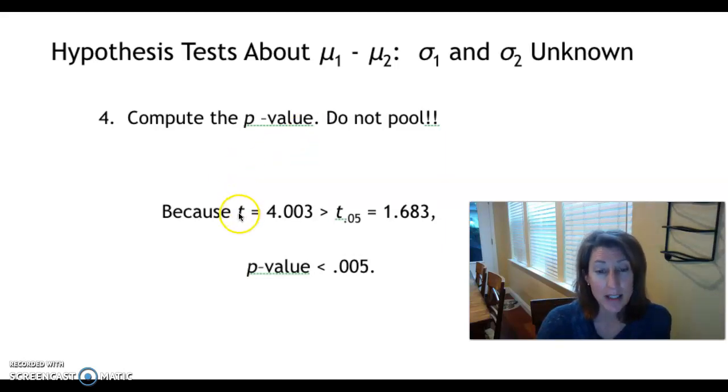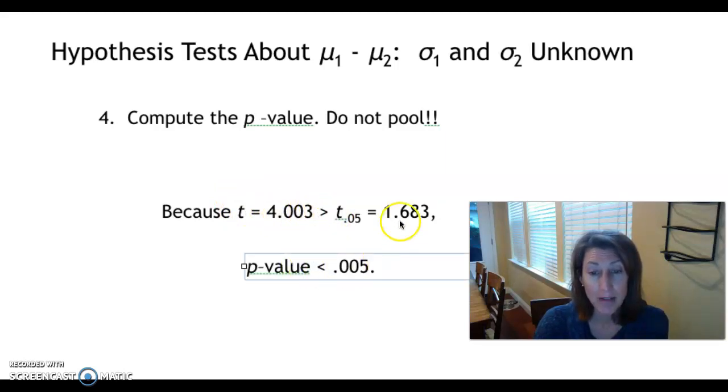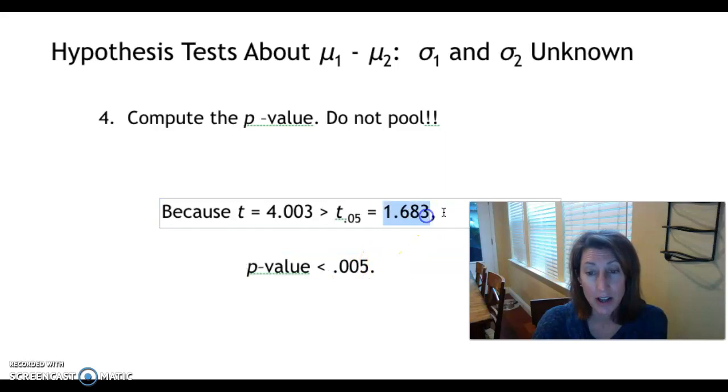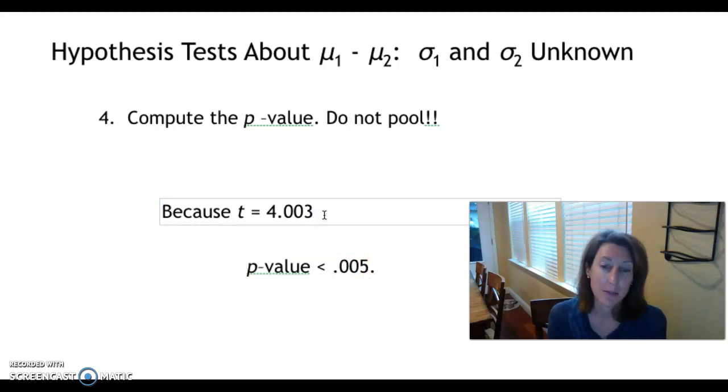So when we have a t-score of 4.003, we are going to find that we have a p-value. I should just tell you here, our p-value is going to be less than 0.005. That's what I get. So that's pretty small. That's going to be less than our alpha level. We are going to reject.